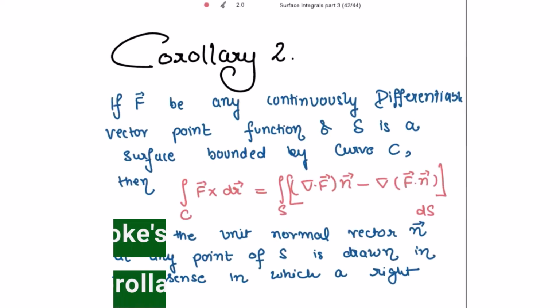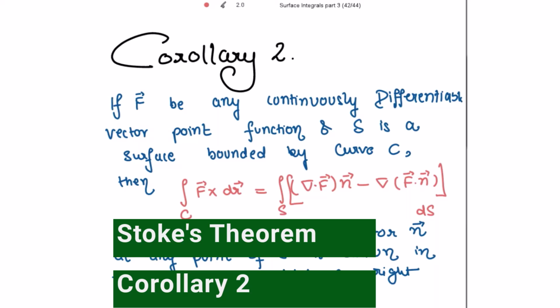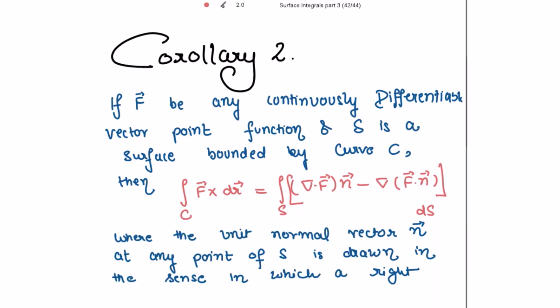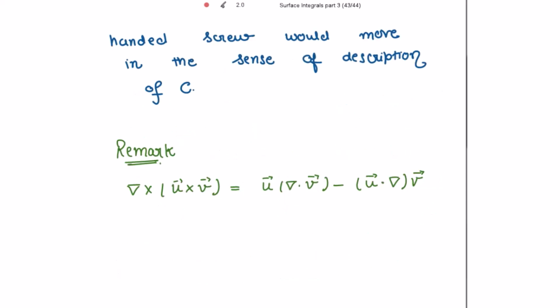Starting with corollary 2 of the Stokes theorem: if f vector is any continuously differentiable vector point function and S is a surface bounded by the curve C, then we need to show this result, where the unit normal vector n at any point of S is drawn in the sense in which a right-handed screw would move in the sense of description of C.